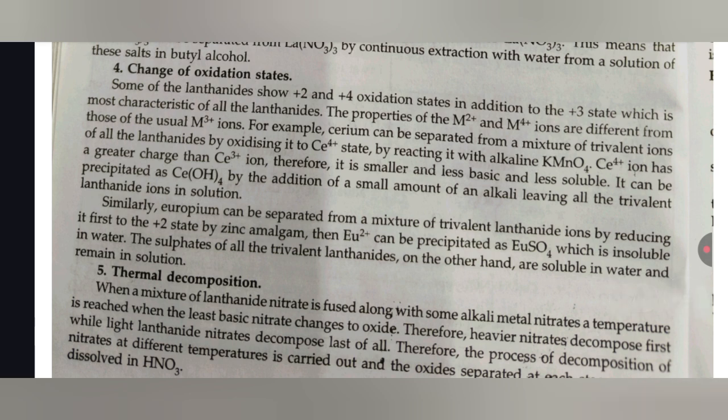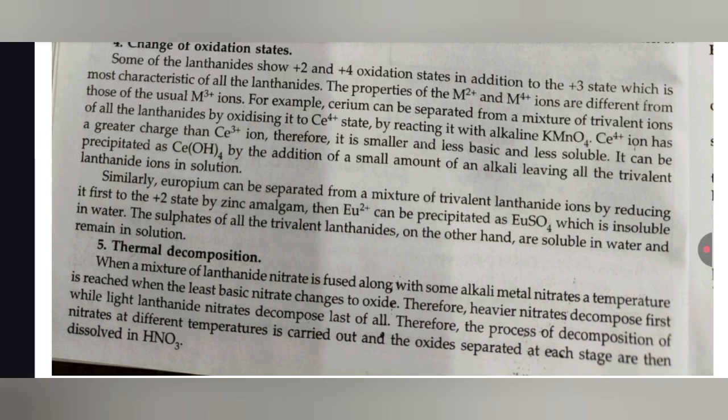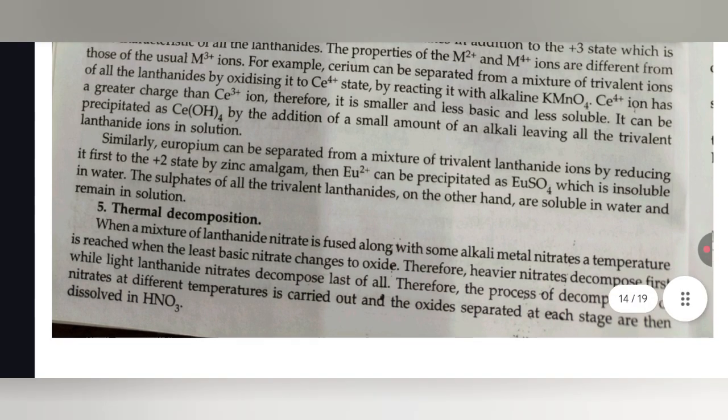Change of oxidation state. Some of the lanthanides show +2 and +4 oxidation states in addition to the +3 state, which is most characteristic of all the lanthanides. The properties of M2+ and M4+ ions are different from those of the usual M3+ ion. For example, cerium can be separated from a mixture of trivalent ions of the lanthanides by oxidizing it to the Ce4+ state by reacting it with alkaline KMnO4. Ce4+ ion has a greater charge than Ce3+ ion, therefore it is smaller, less basic and less soluble. It can be precipitated as Ce(OH)4 by the addition of a small amount of alkali, leaving all the trivalent lanthanide ions in the solution.